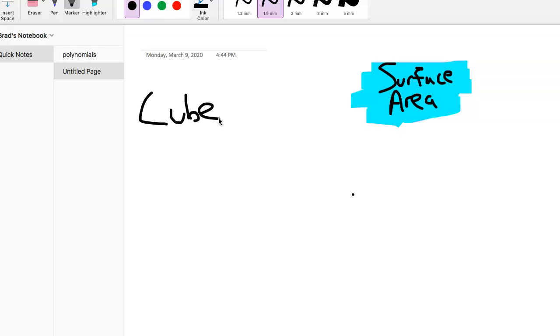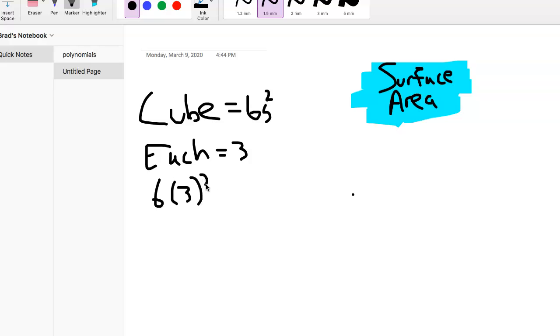Okay, so cube, here's our last 2. And so a cube is 6s squared, and s being side. Okay, so if we say here, if each side is 3 inches, then all we're going to do is 6 times 3 squared.